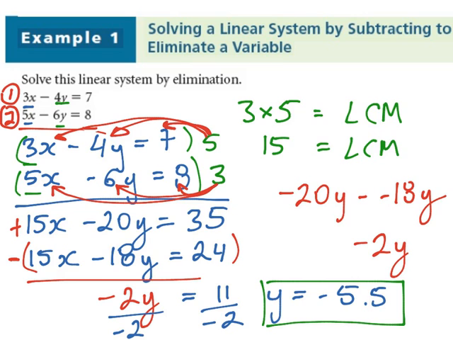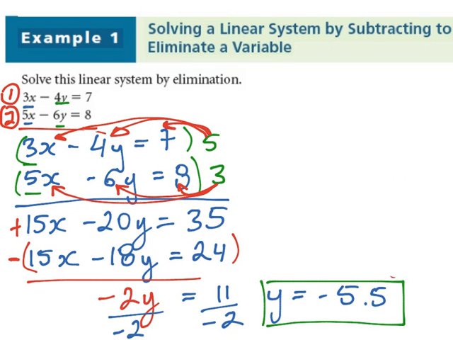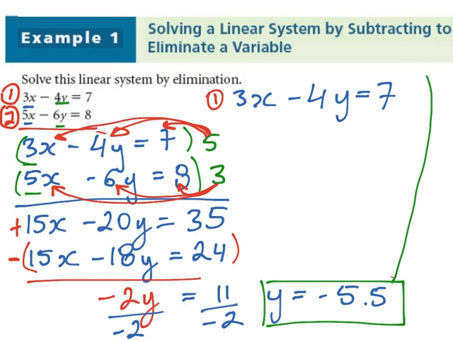We still need to solve for the x value. We're going to use a substitution method to solve for the x value. So this is where we take the first or the second equation, now it's your choice. So we're going to take the first equation, 3x minus 4y equals 7. And now we're going to substitute the value of y, which is -5.5, and solve for x. So 3x minus 4 times -5.5 is equivalent to 7.